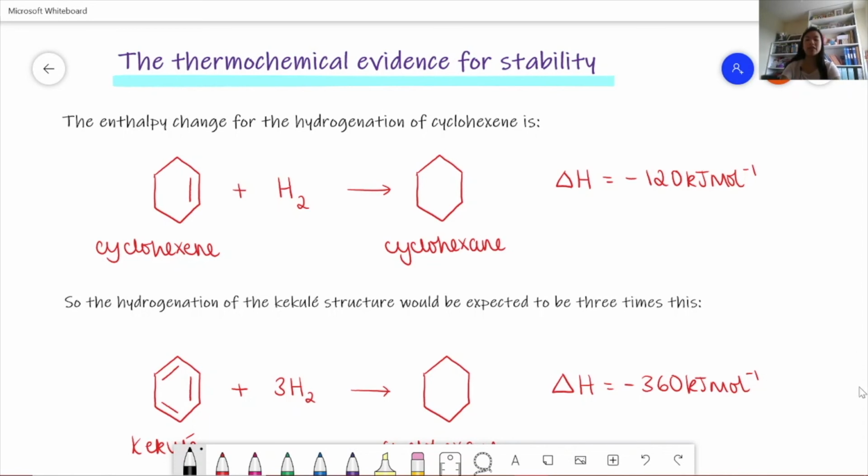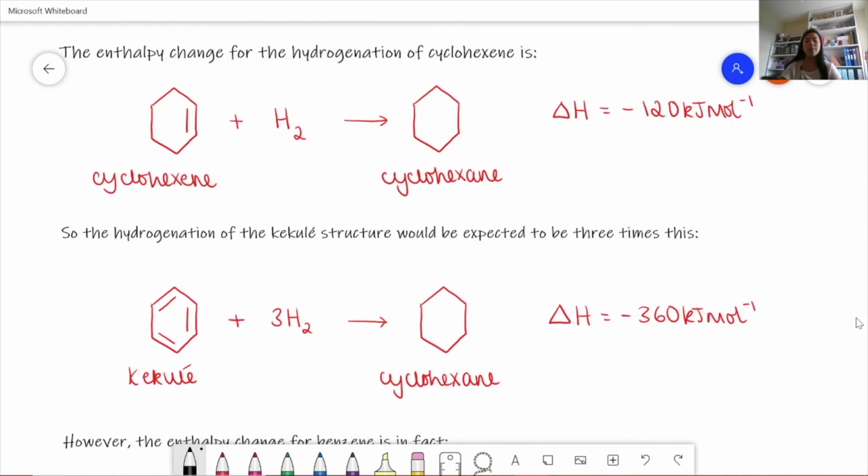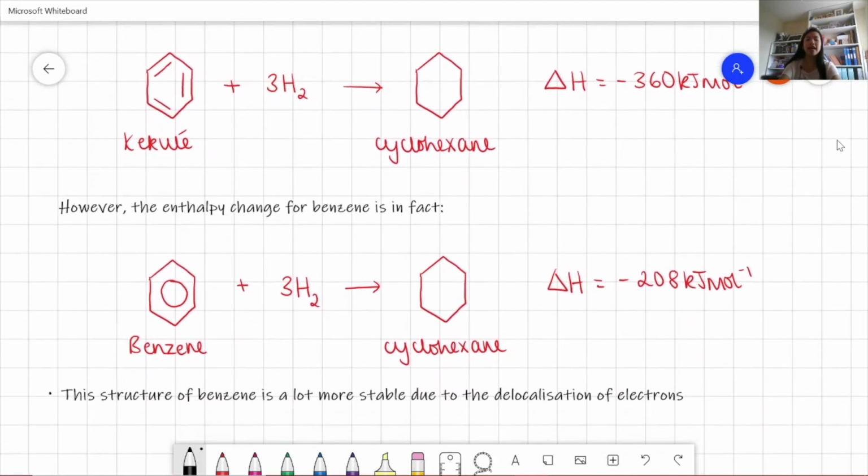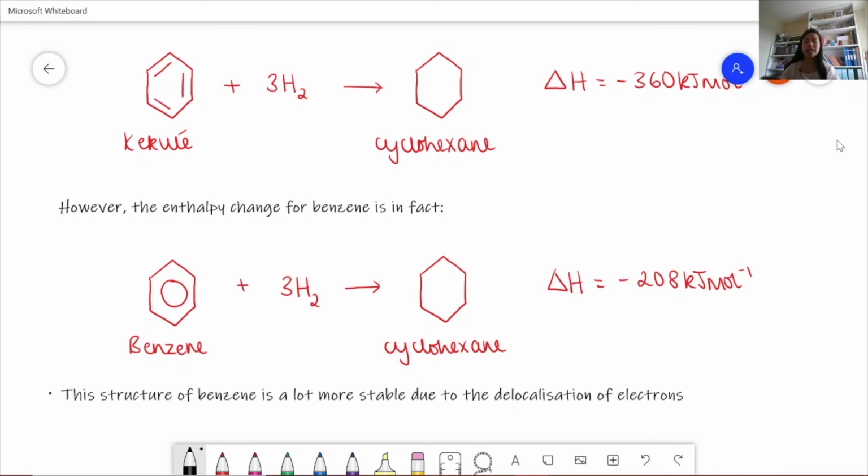And so if we were to take the Kekulé structure as the structure of benzene, we would expect the enthalpy change of hydrogenation for benzene to be 3 times this amount of the enthalpy change for cyclohexene, because we have 3 double bonds instead of 1. And so we'd expect it to be minus 360 kilojoules per mole. However, when we actually look at the enthalpy change for benzene, what we find is that it's actually only minus 208 kilojoules per mole. So it's a lot less negative compared to the Kekulé structure, so the theoretical structure that we thought it could have been.